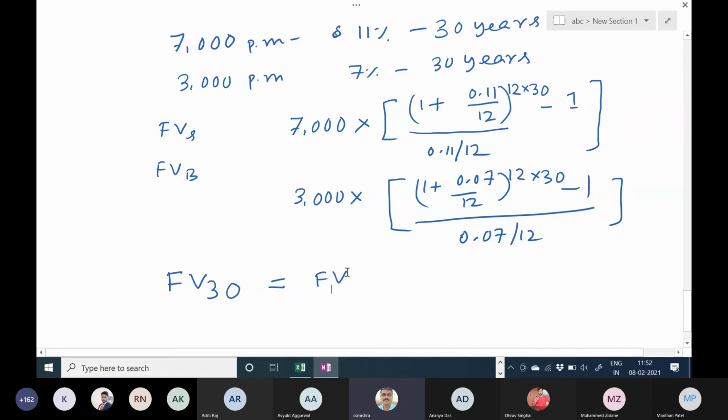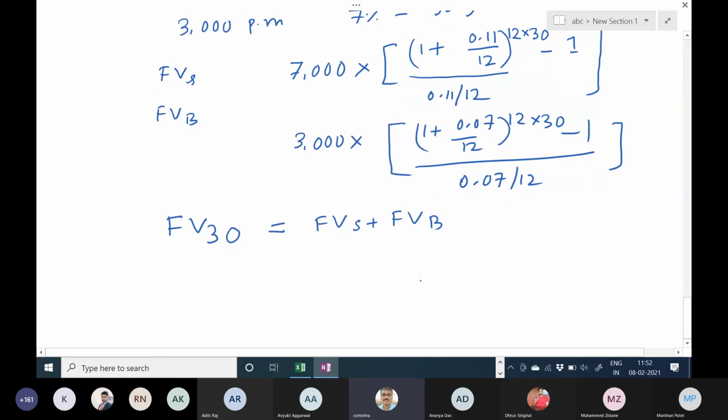I'm sorry, yaar, my digital writing pad is giving trouble. Future value S plus future value B. Okay. Now what is the next challenge? What is the next challenge then? Return for 9%.